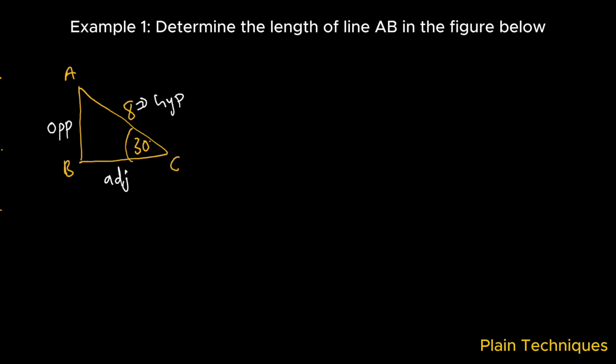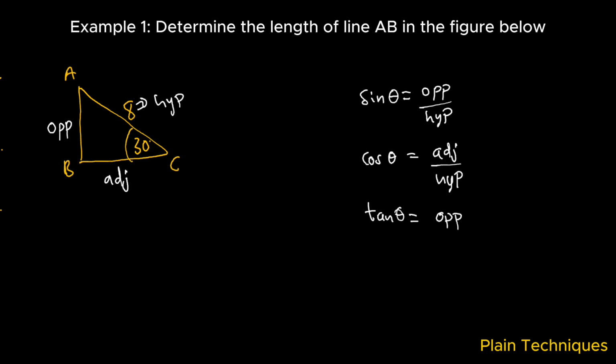I'm going to quickly put down my trigonometric ratios here. So it's sine theta, which is opposite over hypotenuse. Cos will be adjacent over hypotenuse, and then tan theta will be opposite over adjacent. All right, so I put them right there. I'll tell you how to apply these things on this figure.